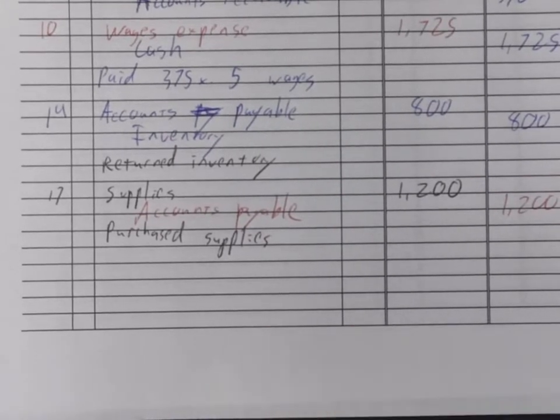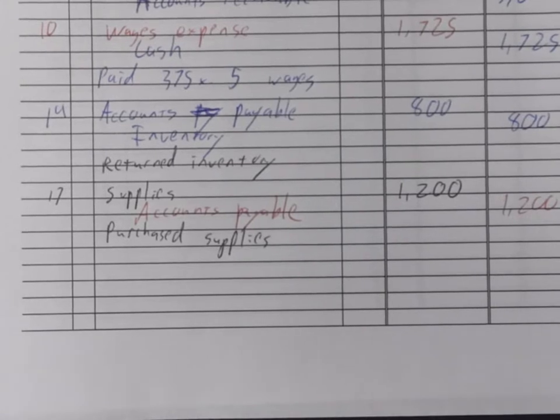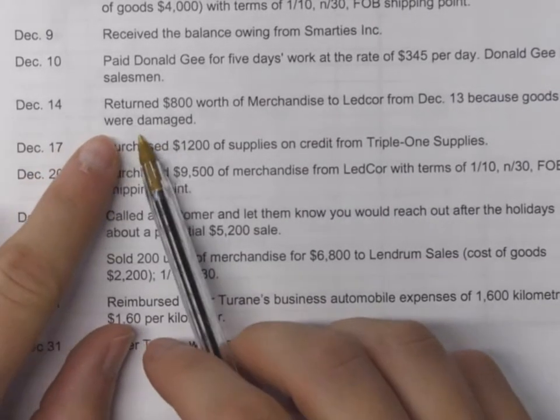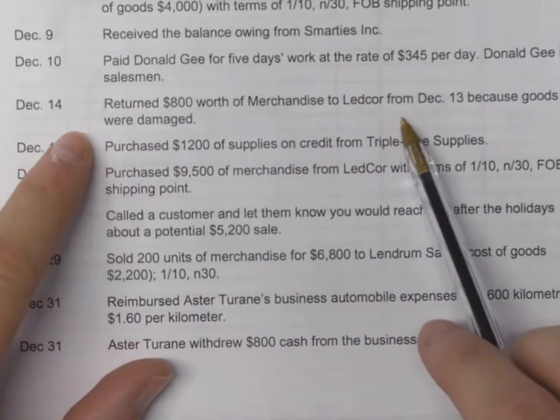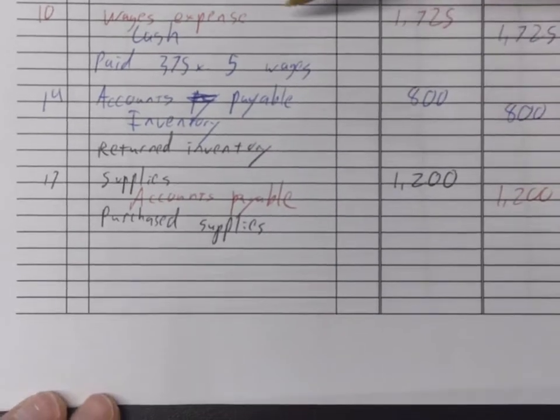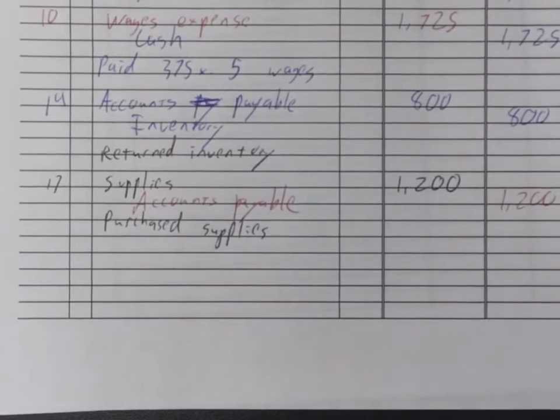I'm confused as to why it's accounts payable. So I'm just going to quickly back up here. I was just asked about December 14th, this transaction right now, returned $800 worth of merchandise to Ledcor, and why we are debiting an accounts payable account. So when we did that transaction, we owed them money. We just haven't paid for it yet, so we credited our accounts payable account. And then when we returned the inventory, well, we're not paying for it anymore. So we're debiting the accounts payable to say, well, we're not paying for this anymore.